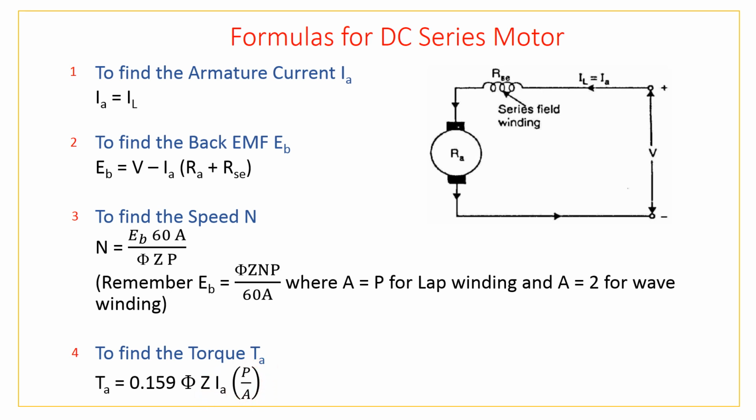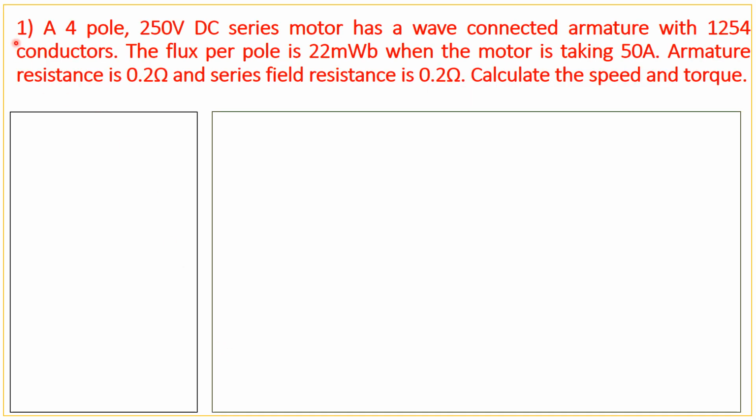So let us look at the problem statement. So it is given as such. A 4-pole 250 volt DC series motor has a wave connected armature with 1254 conductors. The flux per pole is 22 milliwebers when the motor is taking 50 amperes. Armature resistance is 0.2 ohm and series field resistance is 0.2 ohm. Calculate the speed and torque.